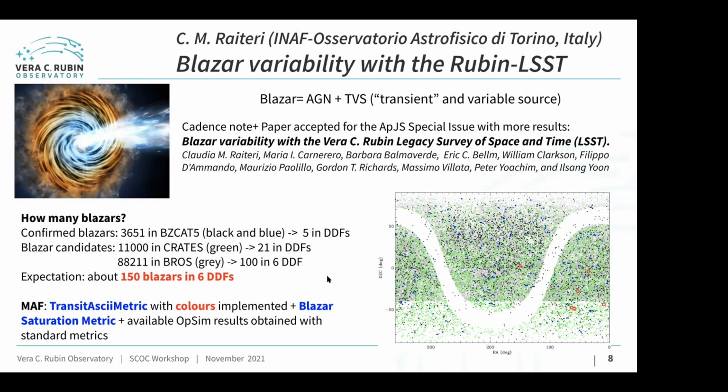So if we consider the 4 historic deep drilling fields plus the Euclid deep field south, we have only 5 confirmed blazars in deep drilling fields, but more than 100 candidates. Actually, we can estimate that deep drilling fields should include about 150 objects observable with Rubin LSST. Almost all of them should be detectable with a single exposure so that light curves will be available. Therefore, deep drilling fields should potentially be of interest also for blazar variability studies. And we investigated benefits and drawbacks of various OpSim runs with the MAF. Next slide, please.